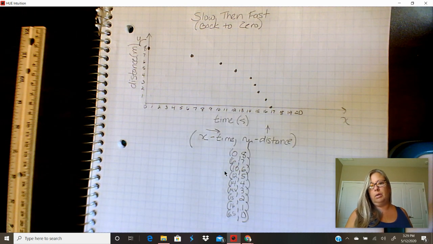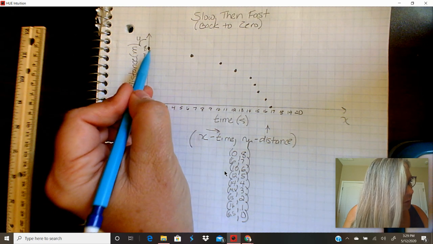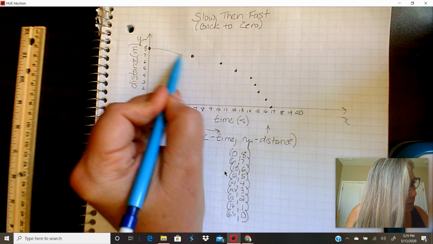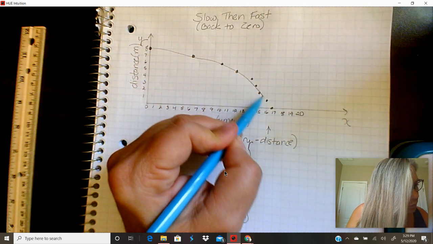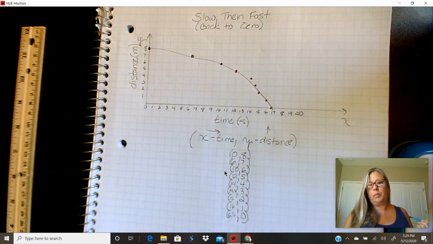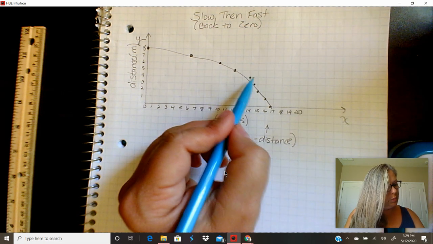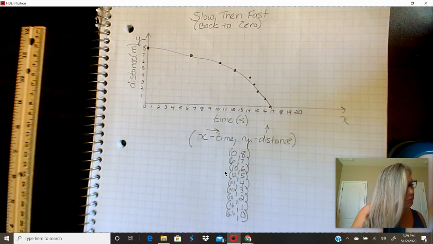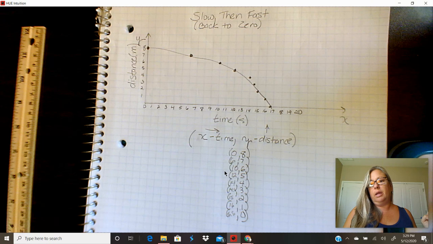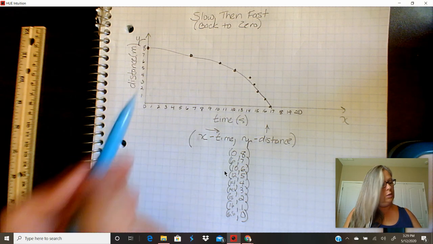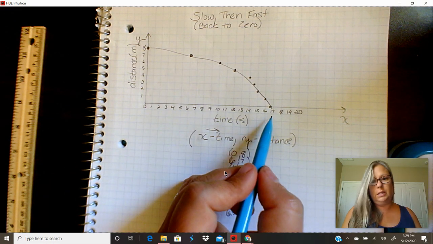So, do you see how it made a little bit of a curve this time? All right, it's not as perfect as some of the other ones, but let's just connect it. I'll make a general trajectory of it. Right, there's one little outlier where I think I went a little faster or something like that. But the main thing is this: I went slow and then I went fast.